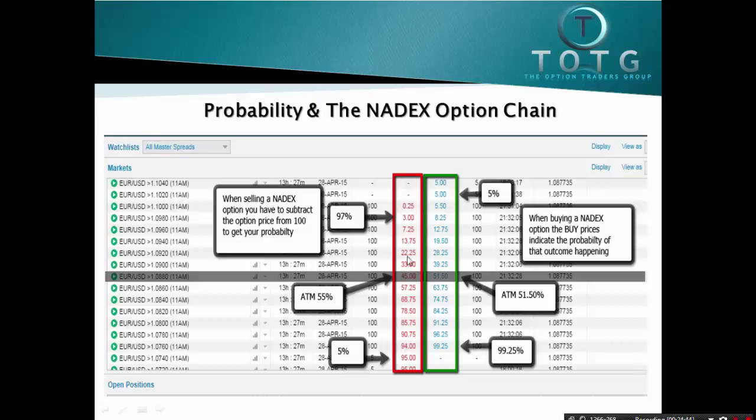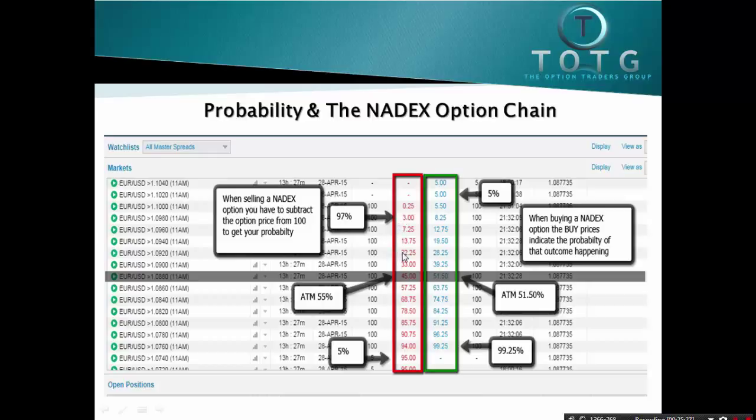Now let's go on the other side of the aisle here, or the columns, and you have your sells. Now, when selling a Nadex option, you have to subtract the option price, $3, from the 100, the total cost of a Nadex contract. So 100 minus 3 is $97. 97%. So there's a 97% chance of the Euro USD finishing below the 0.980. The only problem is, this is your profit potential, $3. You only have $3 built into that trade. Okay, so it's not very good.